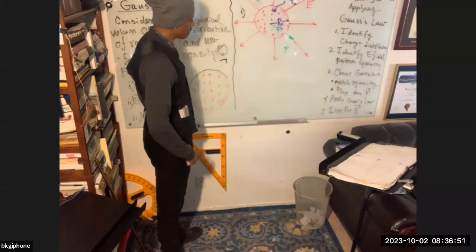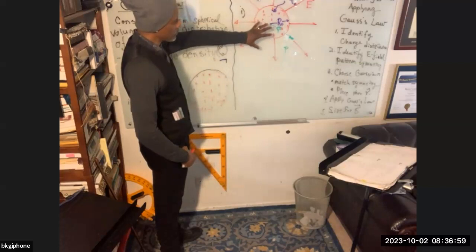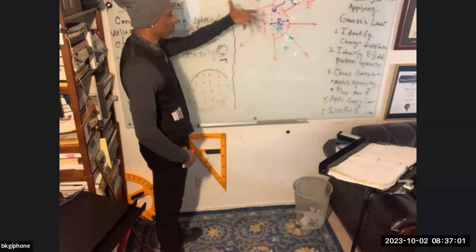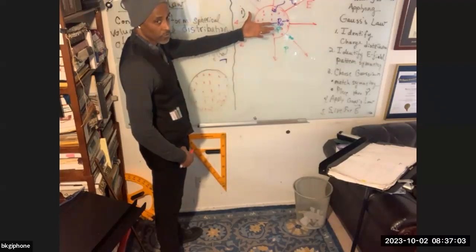We talked about that reason already. So that's the first 2 steps. We have a spherical charge distribution, and we have a radial electric field pattern.